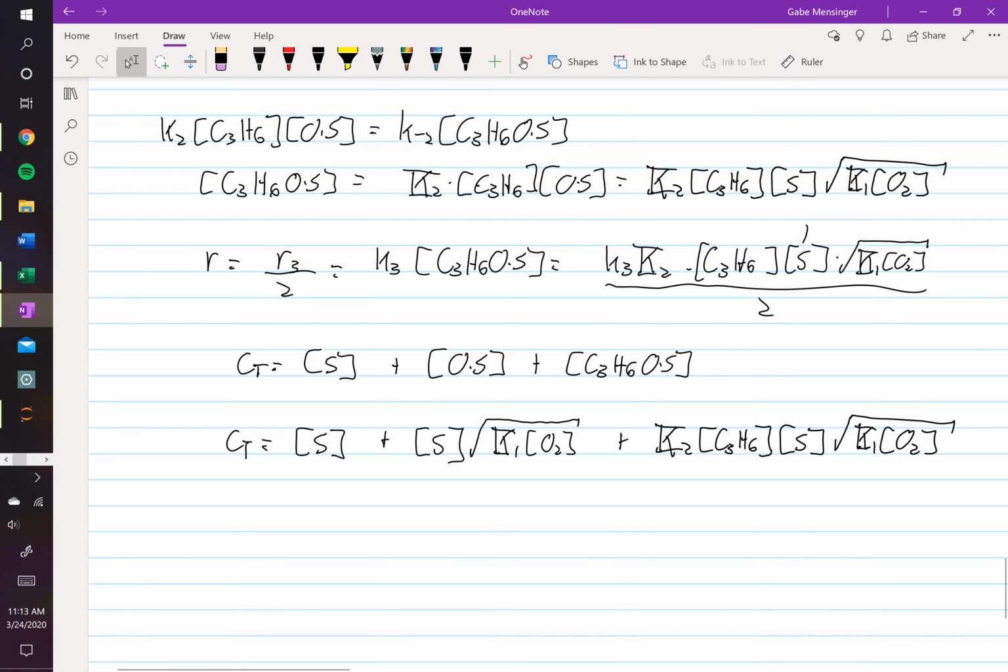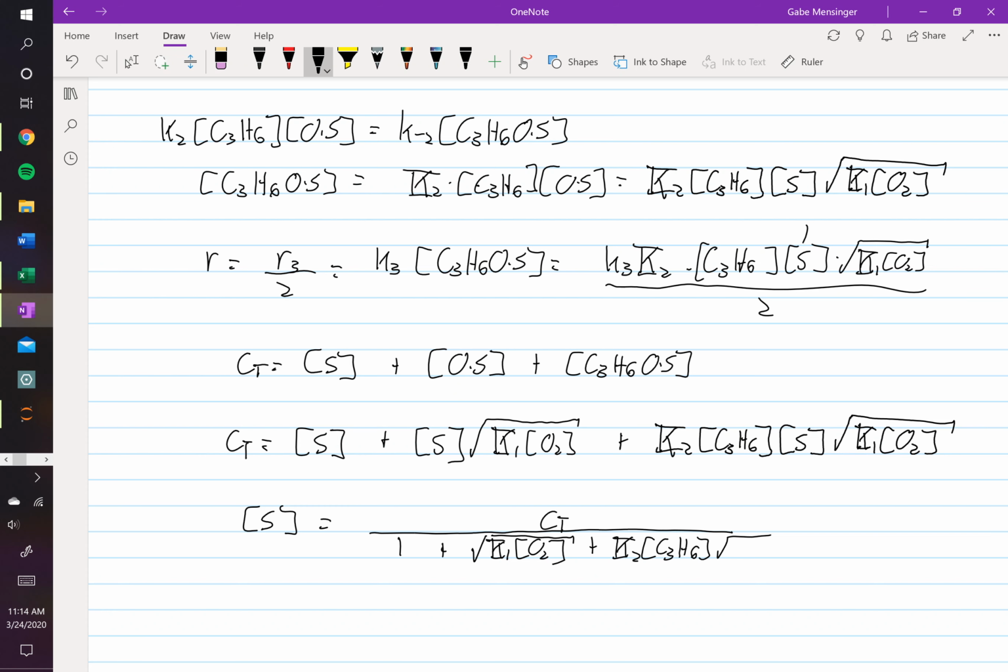All right, and same as before, solving for S, we can say that CT over 1 plus capital K1 of O2 plus capital K2 C3H6 times K1 O2. There's our expression for S.